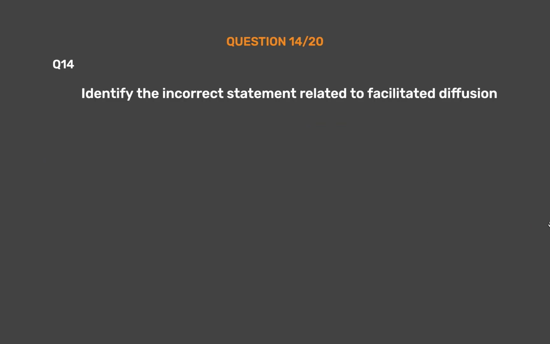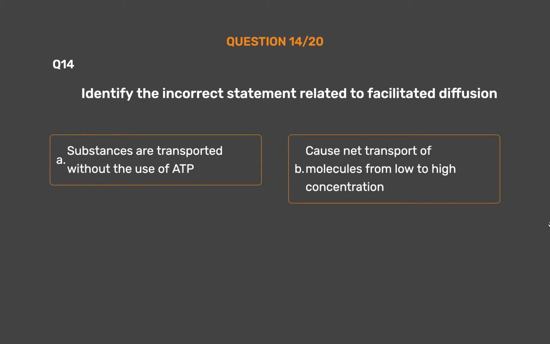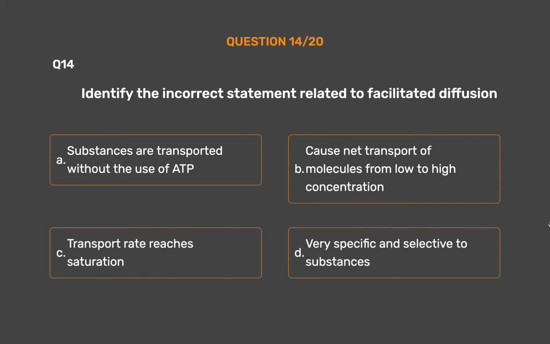Question number 14. Identify the incorrect statement related to facilitated diffusion. Option A. Substances are transported without the use of ATP. Option B. Cause net transport of molecules from low to high concentration. Option C. Transport rate reaches saturation. Option D. Very specific and selective to substances.